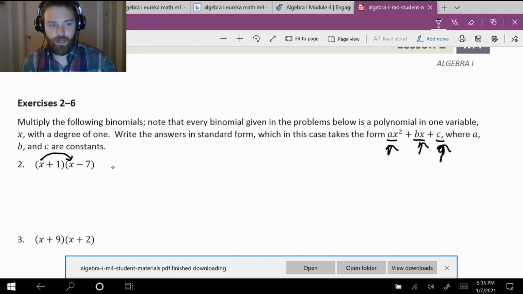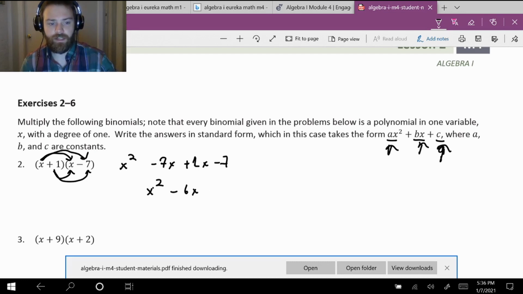So x times x is x squared. X times negative 7, that's going to be negative 7x. Let me write that. X times 1, 1x. And then 1 times negative 7, negative 7. So then x squared, negative 7x plus 1x is negative 6x minus 7.